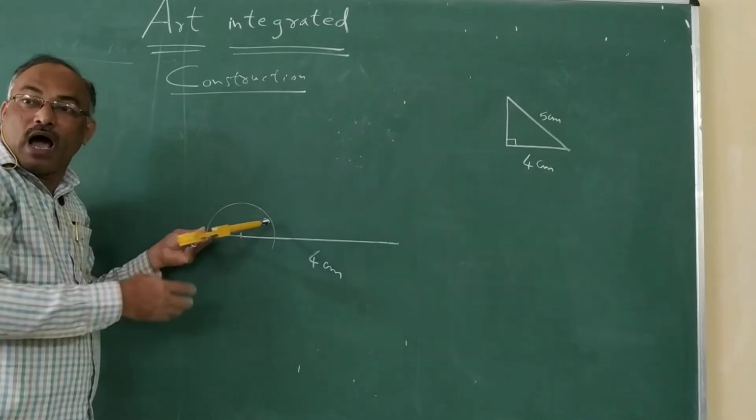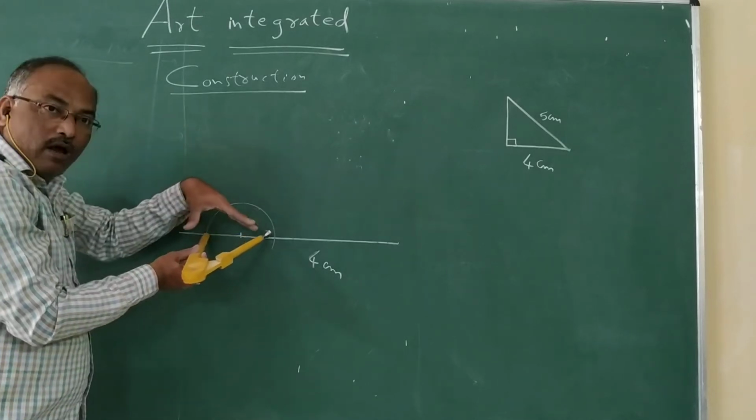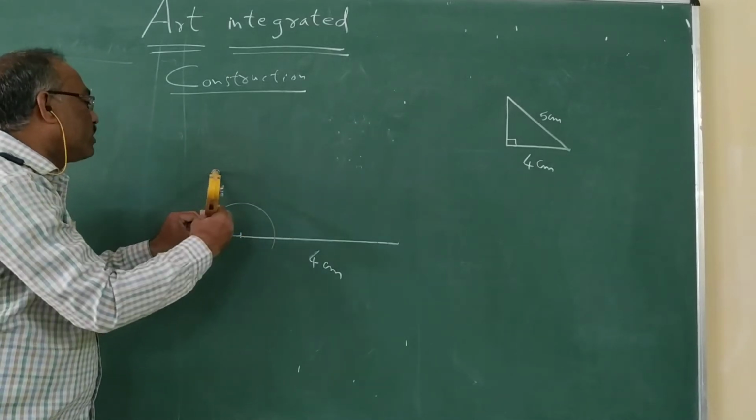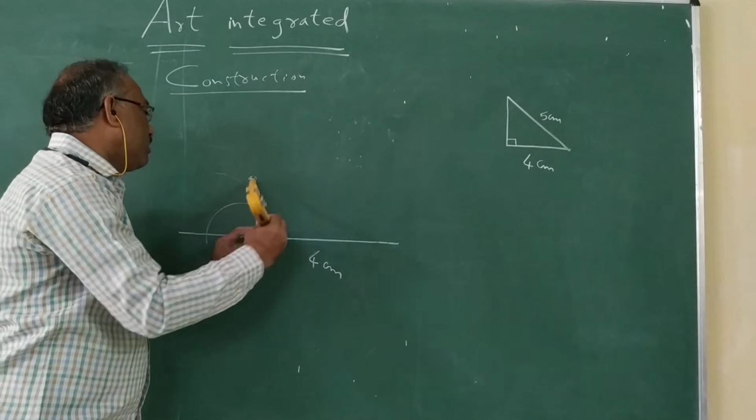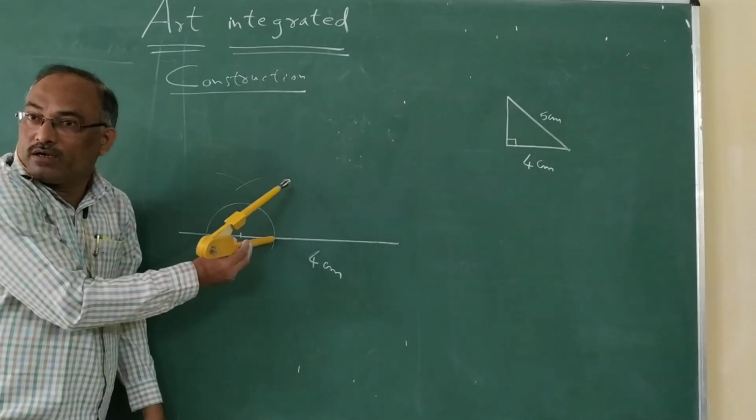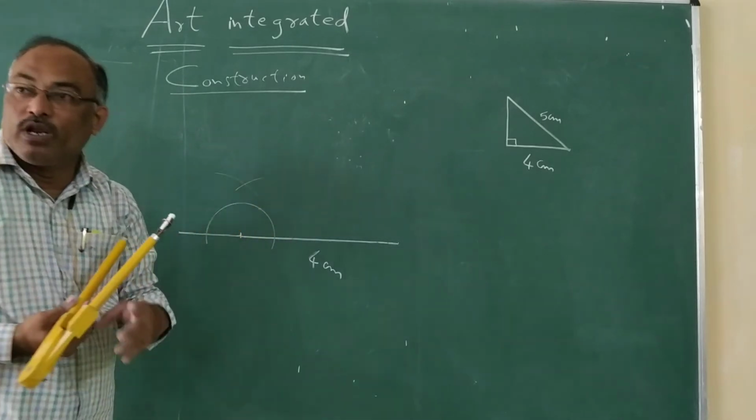And now try to draw the arc. More than half. How much distance we don't know, but it is more than half. Draw the arc. Got the idea? Yes. Then how will we get the perpendicular line now?